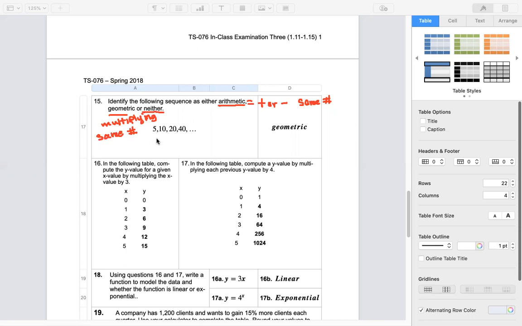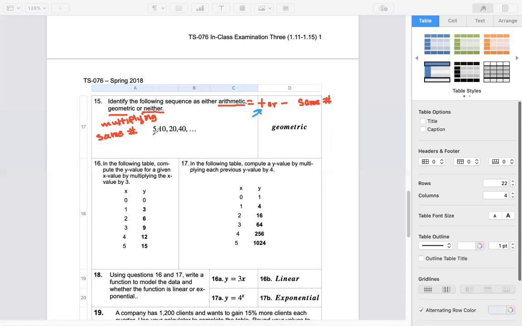Here's how my brain works. I'm just going to talk it out loud. I would look at 5 and go, how did it become 10? How did it get to 10? I added 5. So I'm going to add 5 each time and see if this is adding. Is this an arithmetic sequence? 10 plus 5 is 15. Uh-oh, I got something different here. I got 20. 20 plus 5 would be 25. This is definitely not an arithmetic sequence.